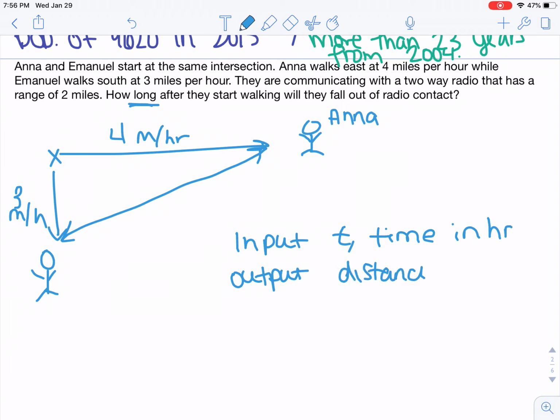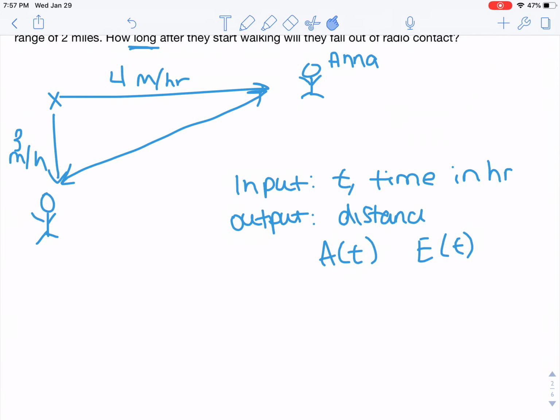Okay? Now, they have 2 different distances. Anna has her own distance based off of her time, and Emmanuel has his own distance based off of his time. So we're going to have 2 equations, or 2 things here, okay?